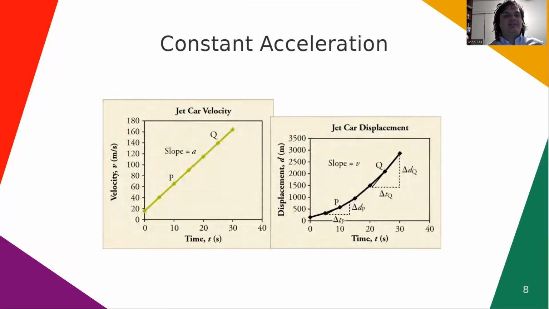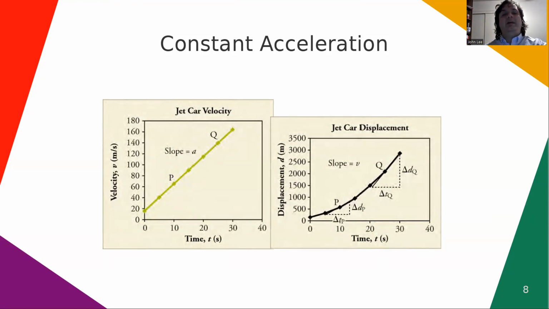So for constant acceleration, the displacement versus time, which is on the right this time, is going to look like a parabola. The reason for that is because the velocity, instead of being constant like it was with constant velocity, is changing at a constant rate. So when you look at velocity versus time, velocity goes up at a constant rate with the slope being acceleration, because acceleration is the change in velocity over time.